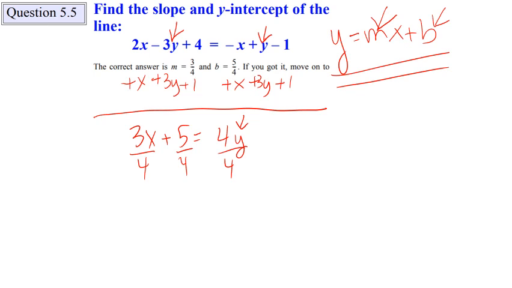So here, now we can clearly see that, oops, that's definitely, sorry. I don't know if I have a back button. Let's see if I can just erase it. Okay. So this right here, I can easily see that that's the slope and that this is the y-intercept. So I'm going to write that down as my final answer. Slope is 3/4 and the y-intercept is 5/4.